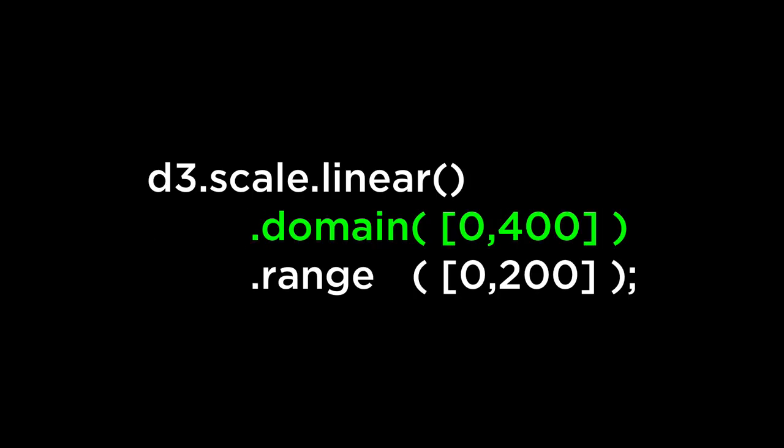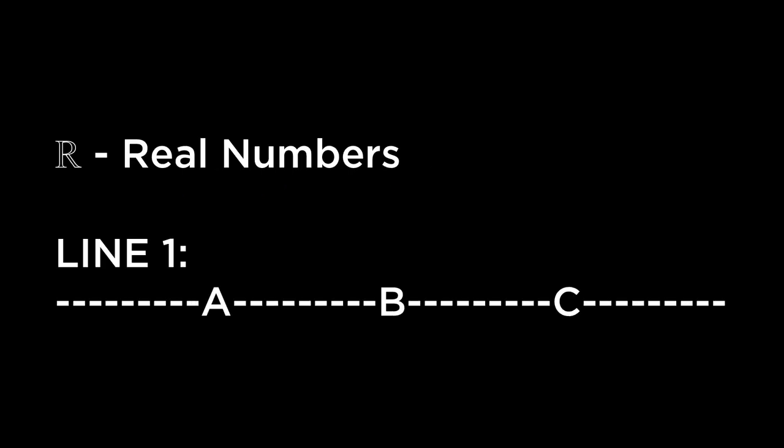D3 linear scale domain. In this example, the domain takes in one array that contains 2 numbers in it. Note, these 2 numbers can be anything you want. These numbers should cover all of the possible values of the data you are using. D3 scale linear maps a real number line to a second real number line.